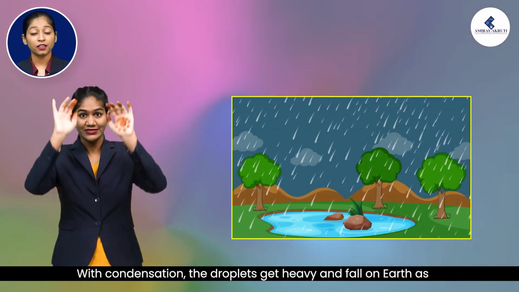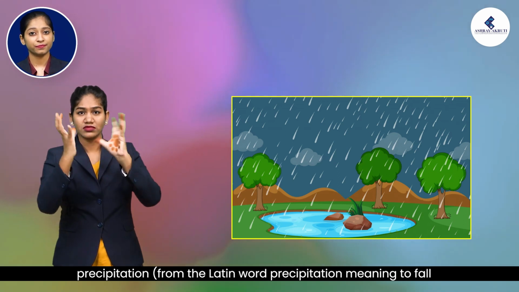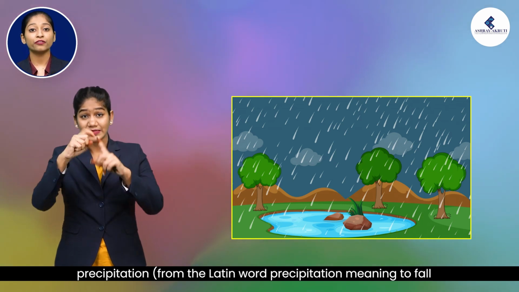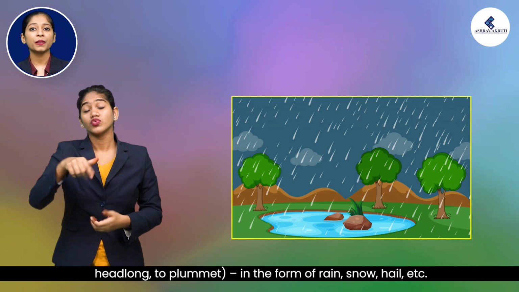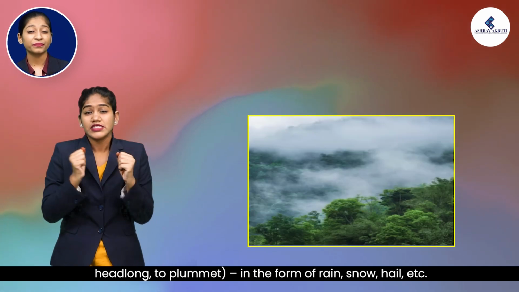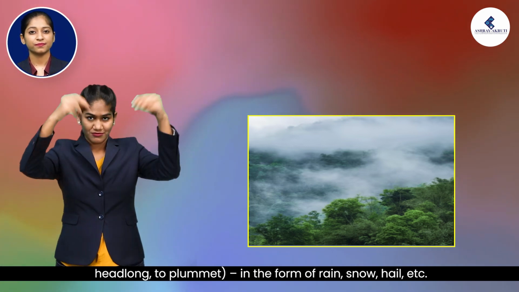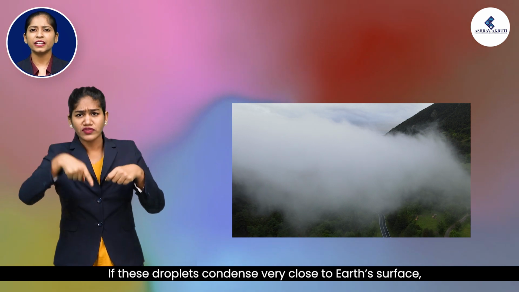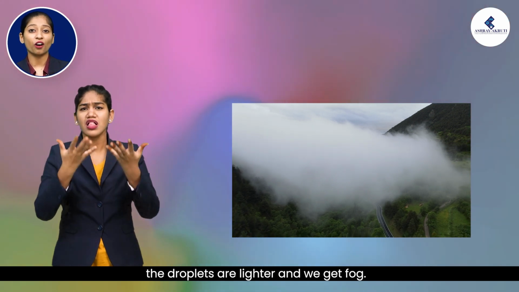With condensation, the droplets get heavy and fall on earth as precipitation, from the Latin word meaning to fall headlong, to plummet, in the form of rain, snow, hail, etc. If these droplets condense very close to Earth's surface, the droplets are lighter and we get fog.